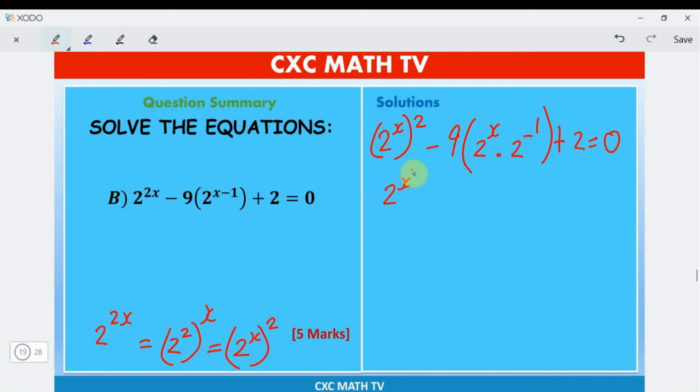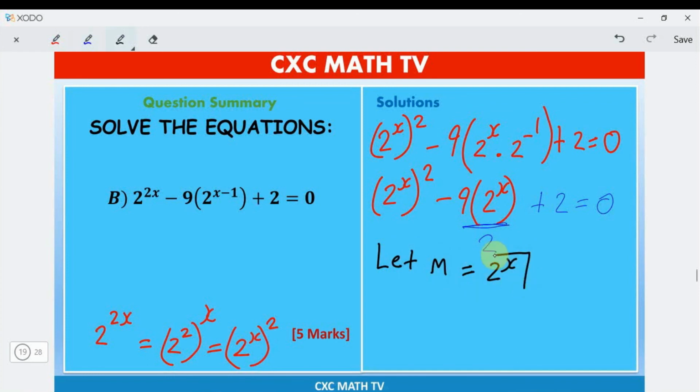This is then saying 2 to the x squared minus 9 times, in bracket, 2 to the x multiplied by 2 to the minus 1. What did we say earlier today? We said that 2 to the minus 1 is 1 over 2. So we can just put that as being divided by 2, plus 2 equals 0. Now what if we were to just let m be equal to 2 to the x? I like to use the letter m. In that case, we'd have m squared minus 9 times m over 2 plus 2 equals 0.